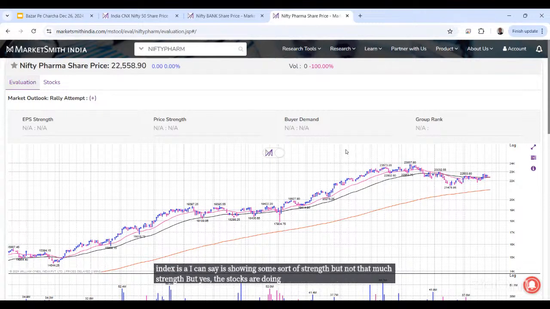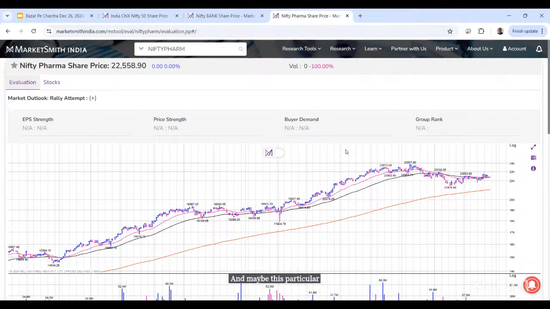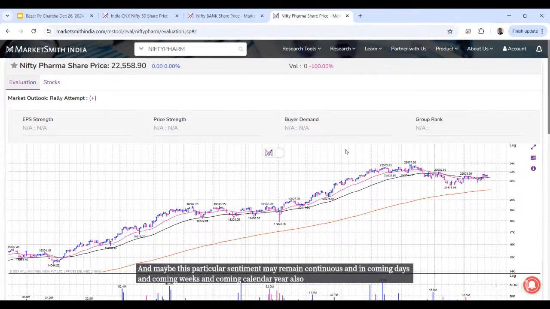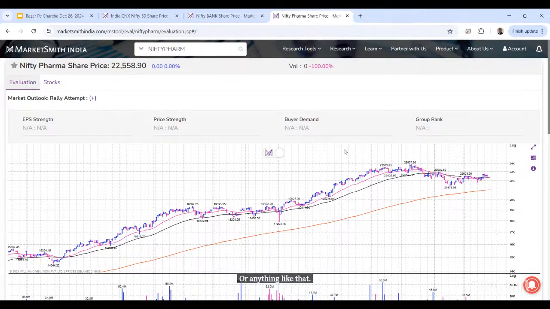There are a lot of stocks which are really doing good from this space: chemical space, API space, and pharma space. This particular sentiment may continue in coming days, coming weeks, and the coming calendar year also. So at least from the current juncture, on a comparative basis, not exclusively, this particular index is looking quite strong compared to Nifty 50 and Bank Nifty. So this is all about Nifty, Bank Nifty, and Pharma.